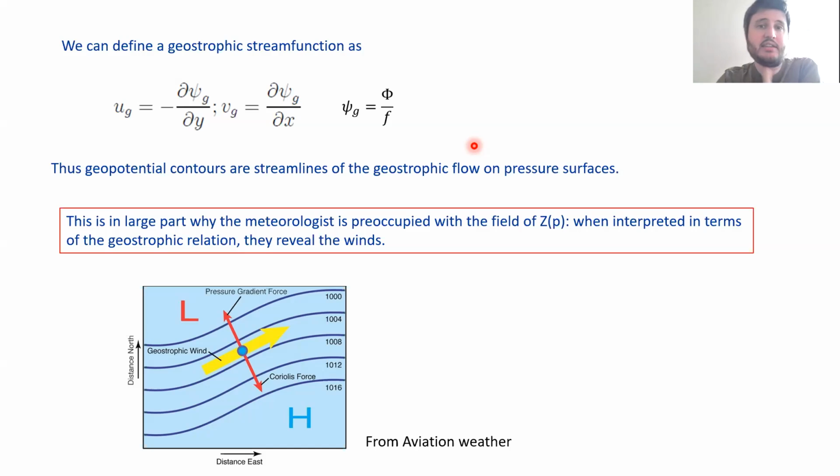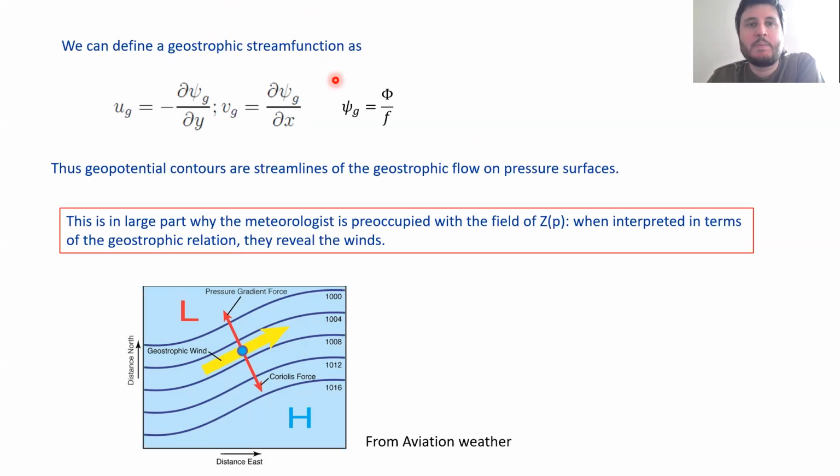We can now define something. I will just define it in here, but we will use it in following classes. This is just a definition. What we can define is something called the stream function, in that case, the geostrophic stream function. Basically, it is a scalar field, from which you can actually get all the properties of the flow.